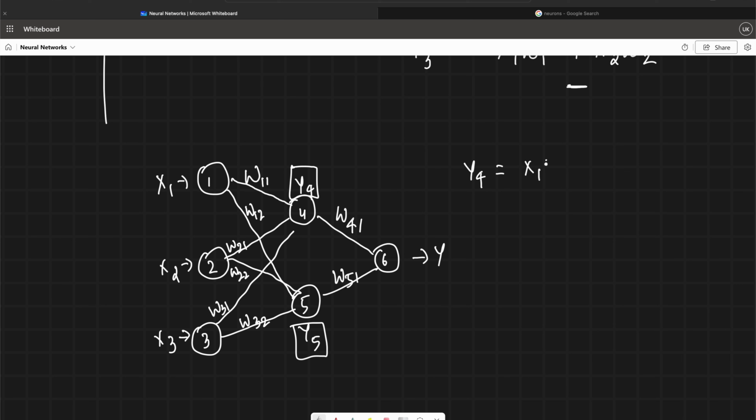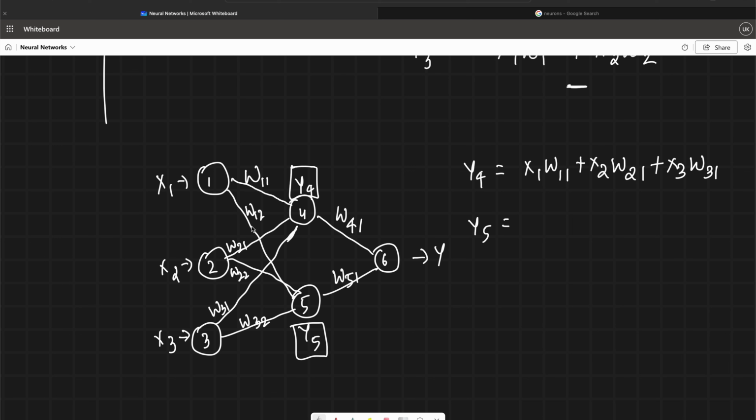So it's X1, W11 plus. So one of the inputs is done. Now the second input is X2 and W21. And what about the third line? Third line is W31 and it gets multiplied with X3. So X3 and W31. Now similarly Y5.